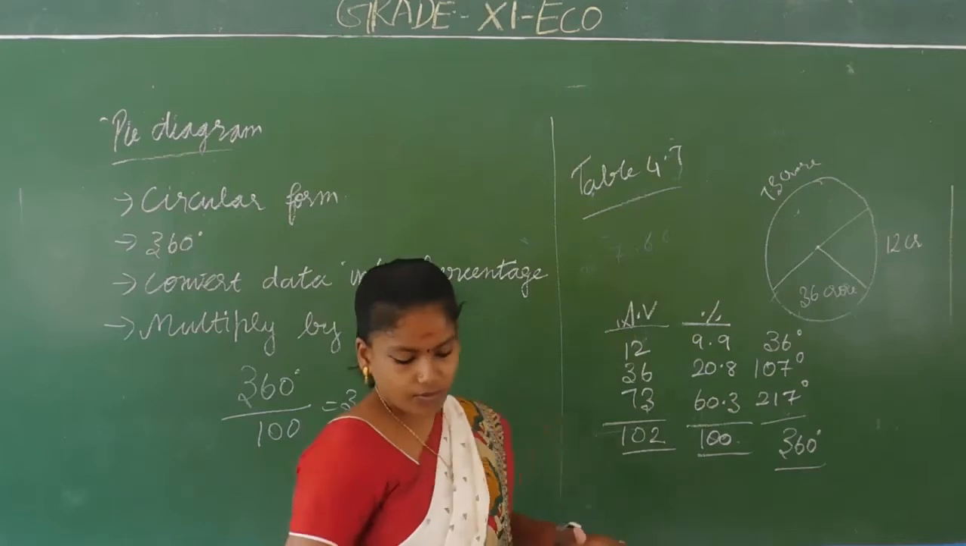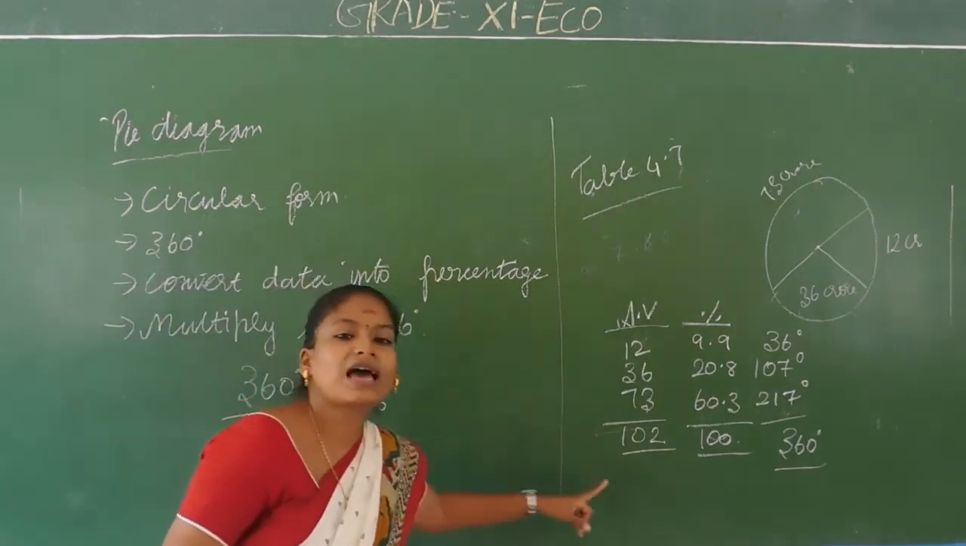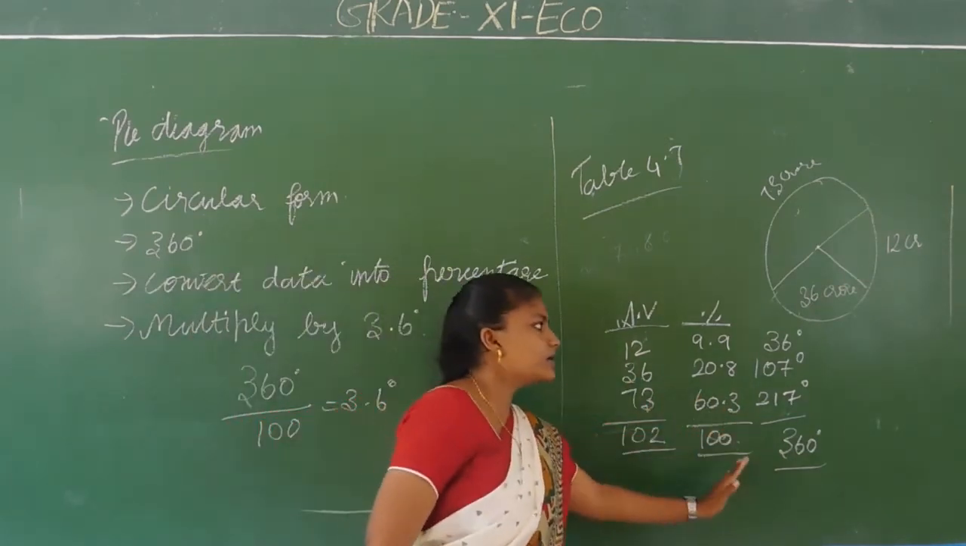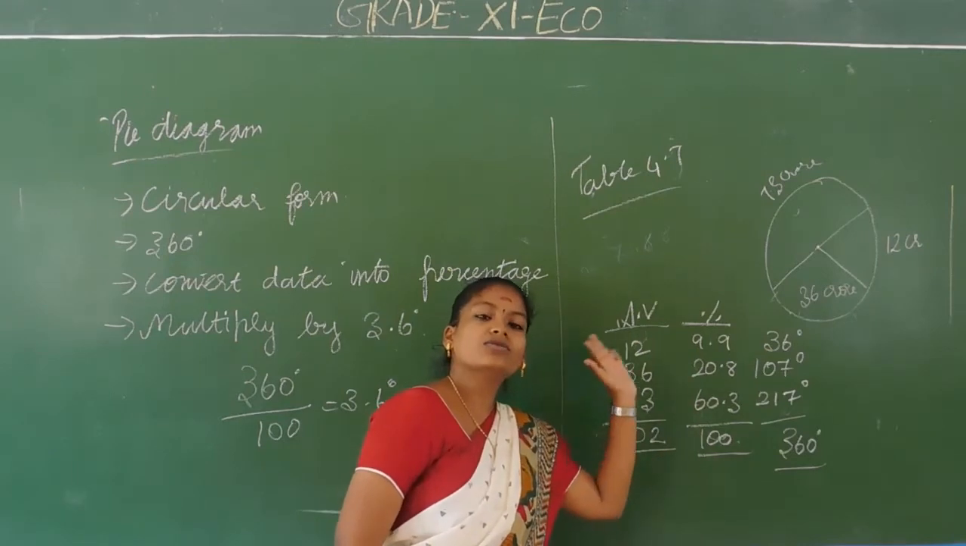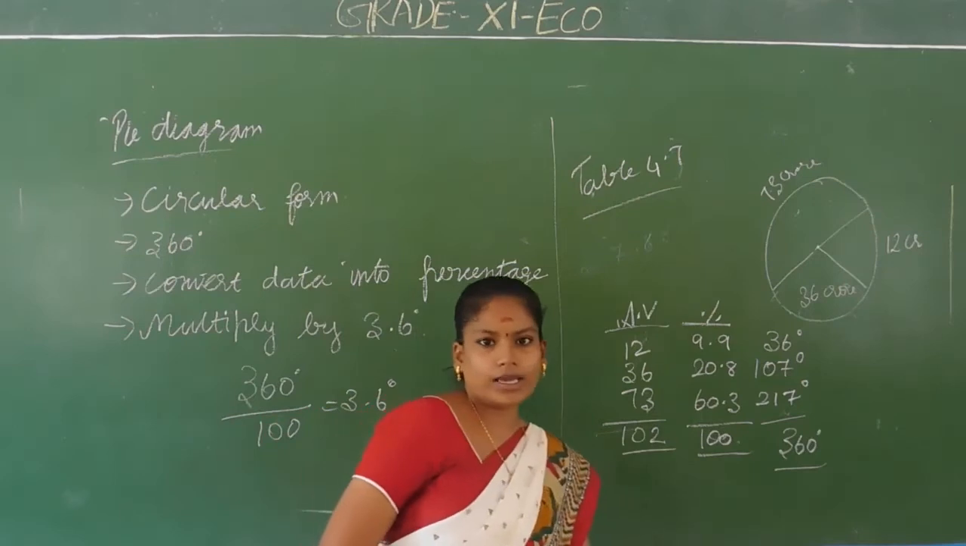Right, children? So these are the pie diagrams. What you have to remember? You have to remember that the actual value is not represented. It is converted into percentage value, and that percentage value is converted into angular component. Then only it can be marked there.